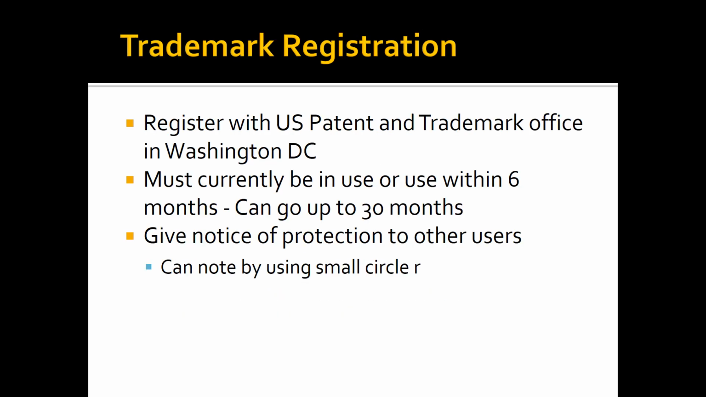You have to register your trademark, and you register it in Washington, D.C. with the U.S. Patent and Trademark Office. So you say, okay, this is the mark, the motto, the logo, the symbol, the whatever that's going to represent our company or my business. And you don't have to use it immediately, but you should usually use it within 6 months. There are some ways to extend that. But you also give notice that this is a trademark protected item, usually by using a small circle with an R in it.